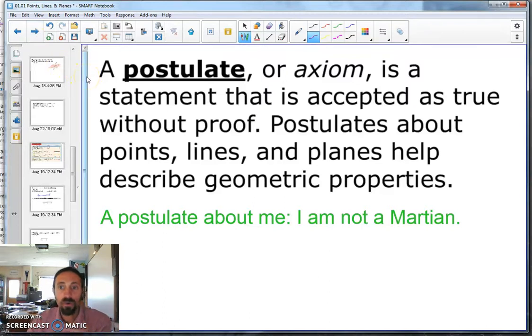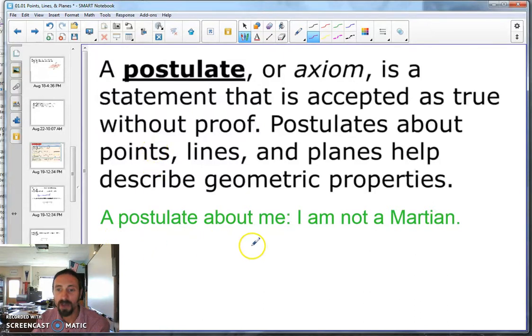So a postulate or axiom is a statement that is accepted as true without proof. So you can't prove it, but we're going to call it, for the sake of language, a truth. So postulates about points, lines, and planes help describe geometric properties.